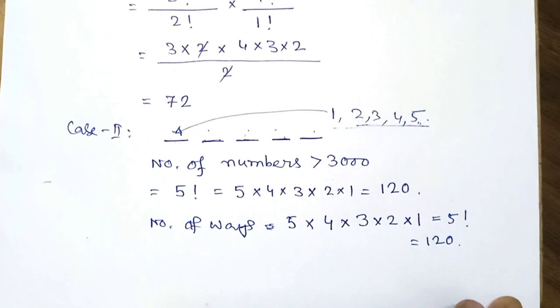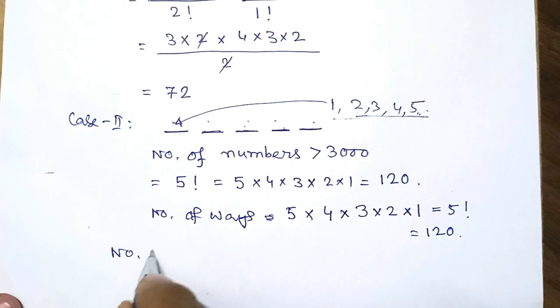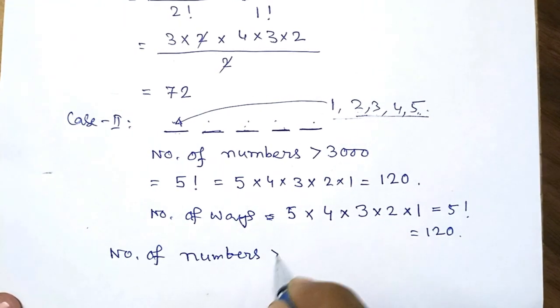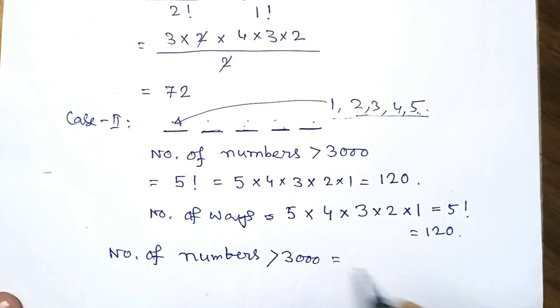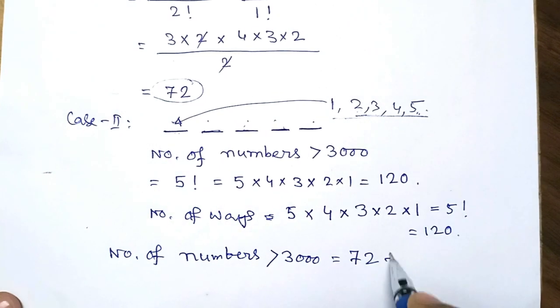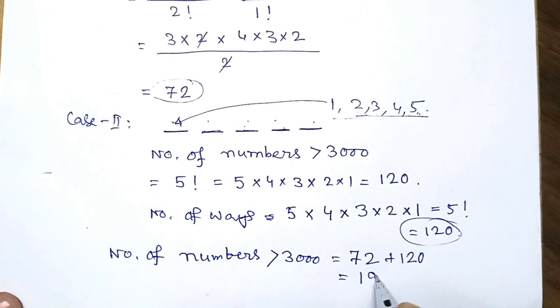So with case 1 and case 2 together, the number of numbers greater than 3000 is 72, which is the answer for case 1, plus 120, which is the answer for case 2. So a total of 192 numbers can be formed.